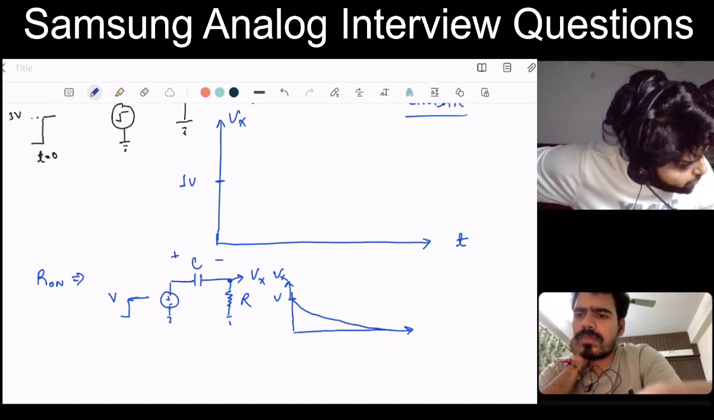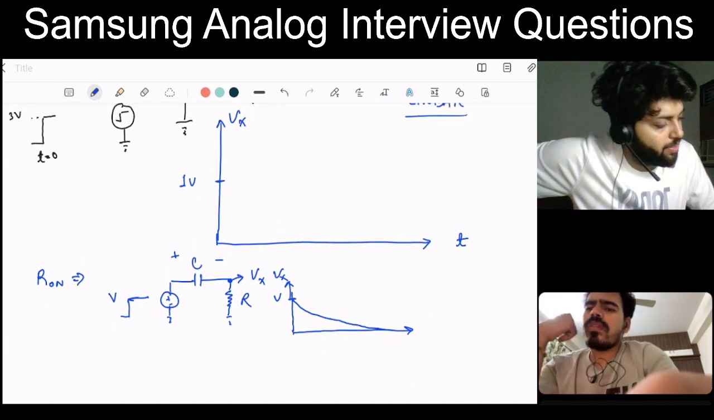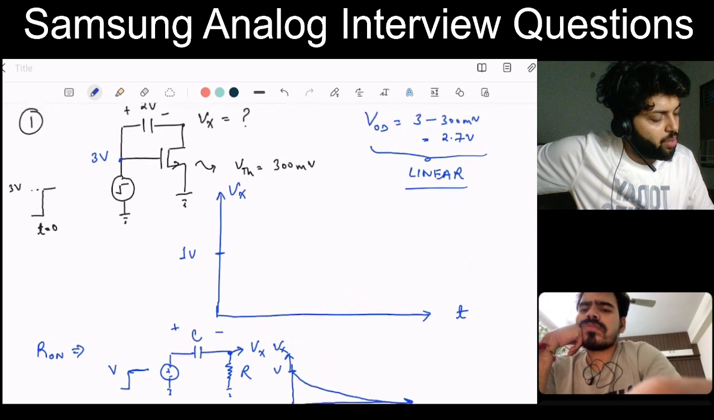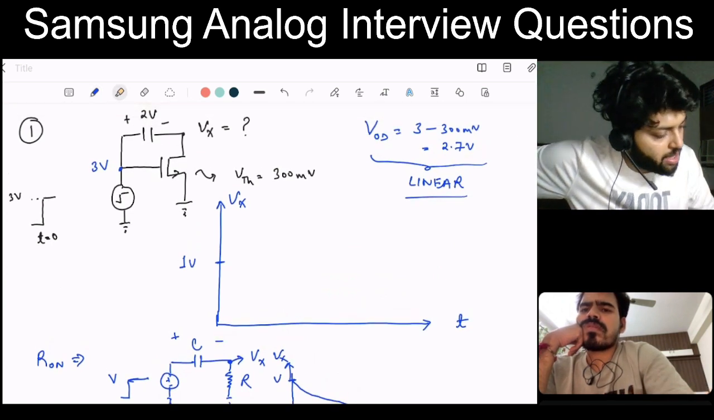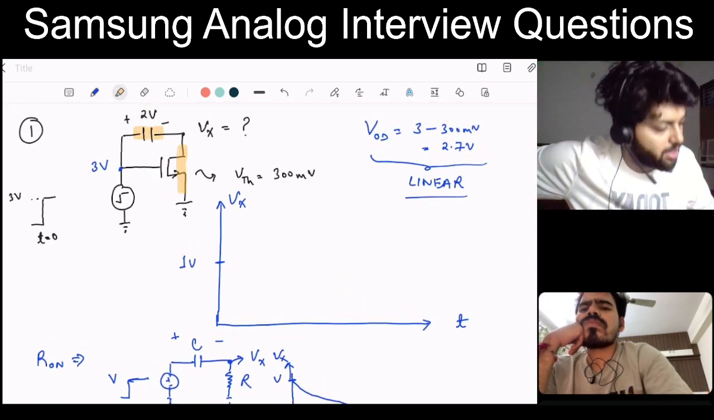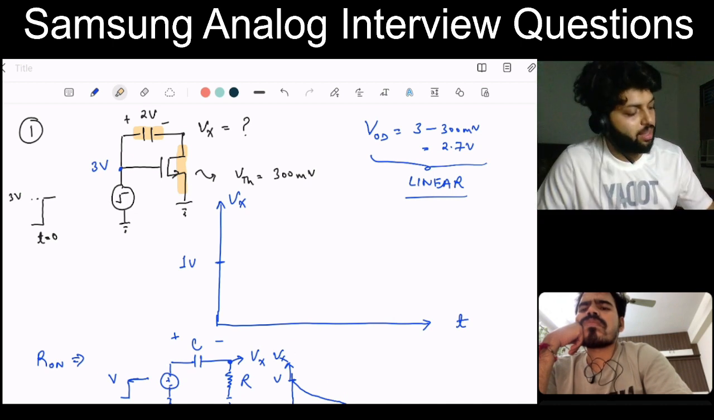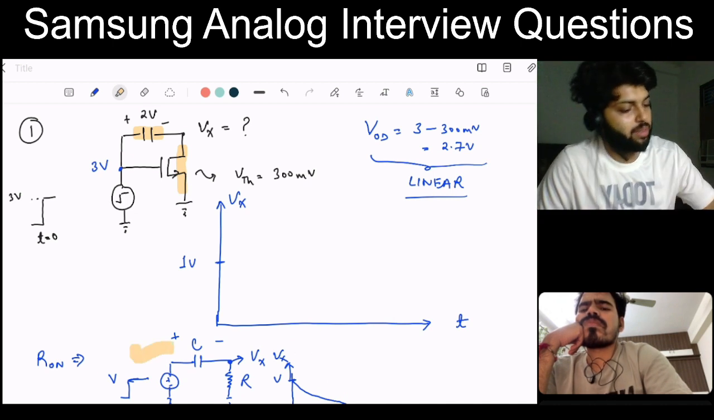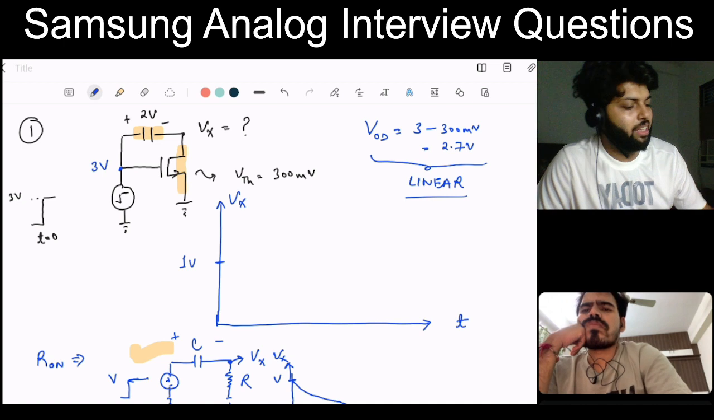This is how the voltage will settle if this is the circuit. Now if we look at the circuit, this C will act as a resistor. So we have a similar circuit to the earlier one, just that the capacitor is initially charged.